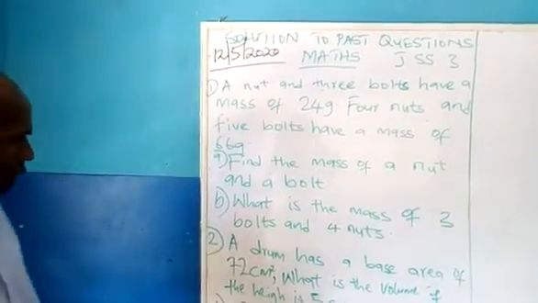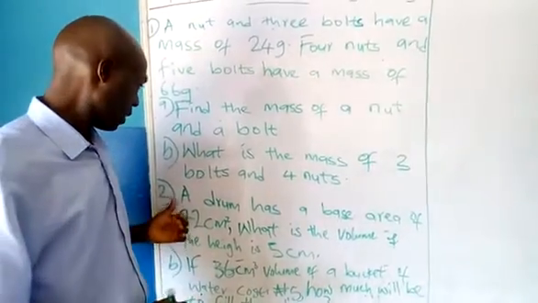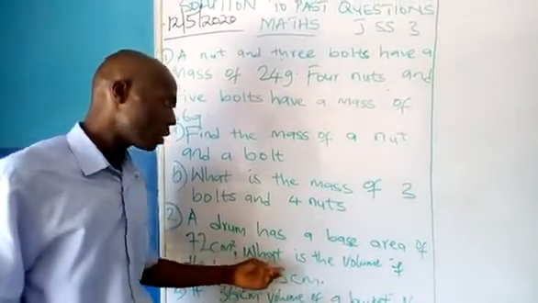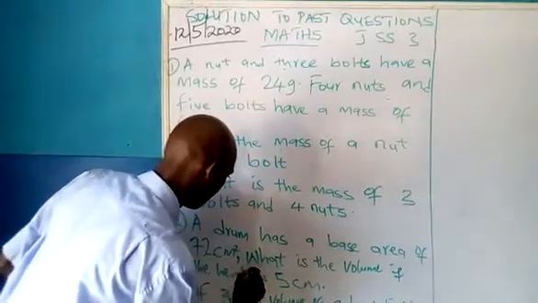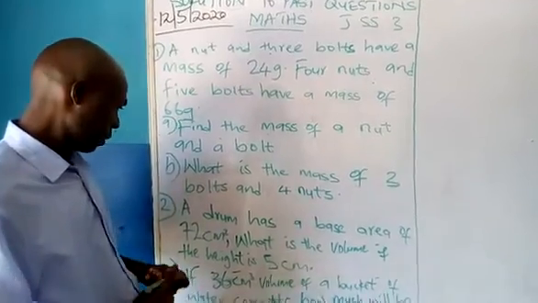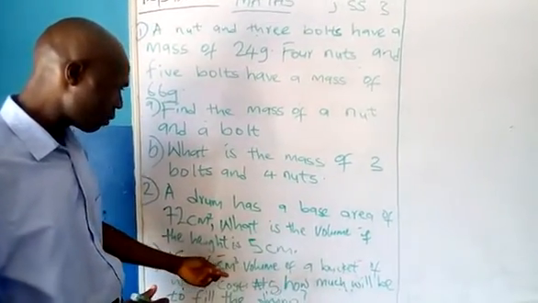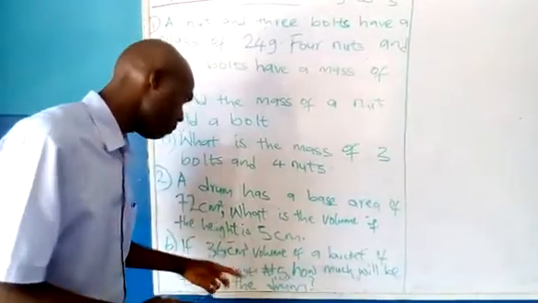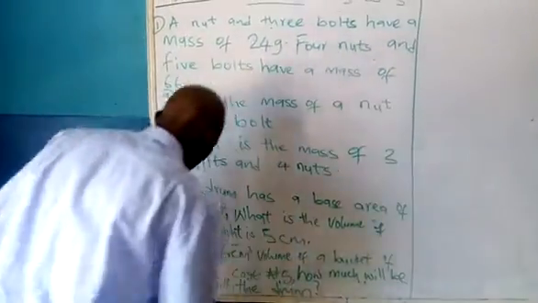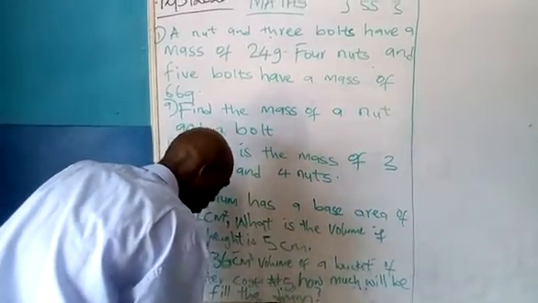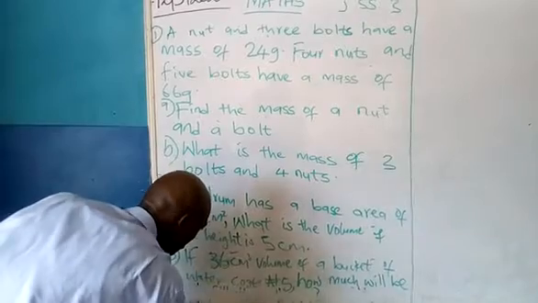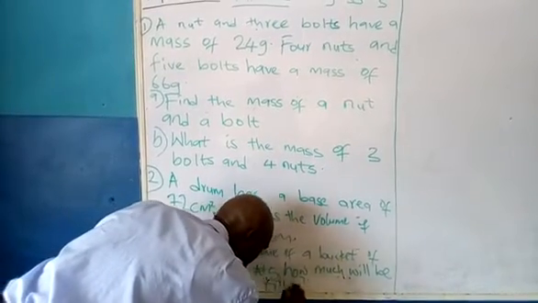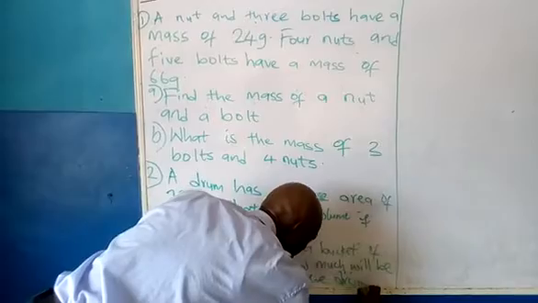Then the number 2 question. A drum has a base area of 72 cm square. What is the volume if the height is 5 cm? Question B of number 2: if 36 cm cube volume of a bucket of water costs 5 naira, how much will be needed to fill the drum?